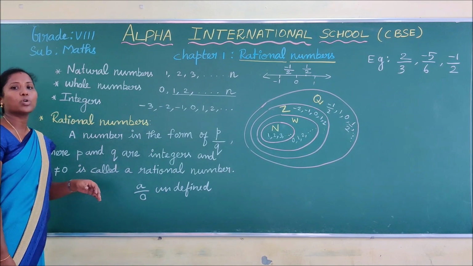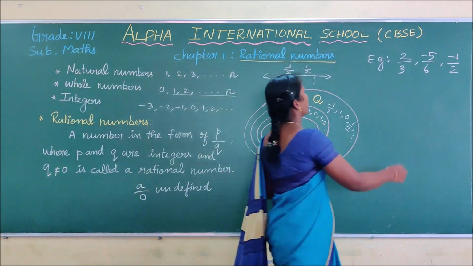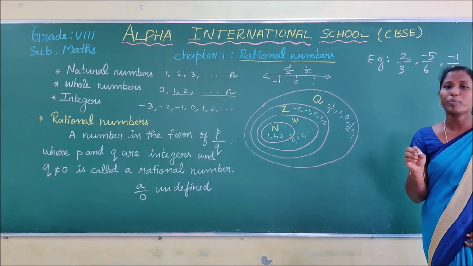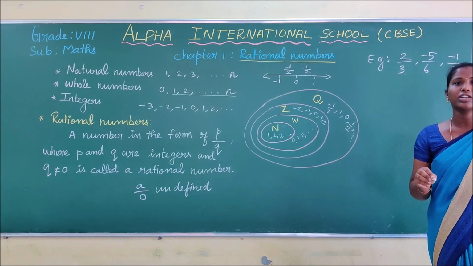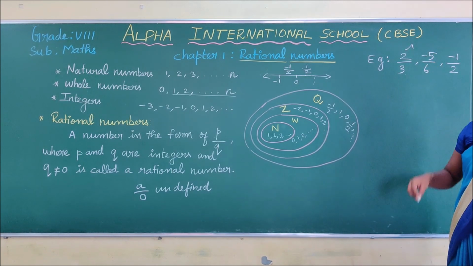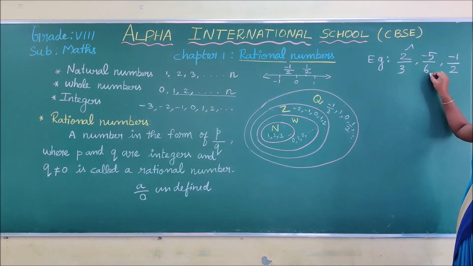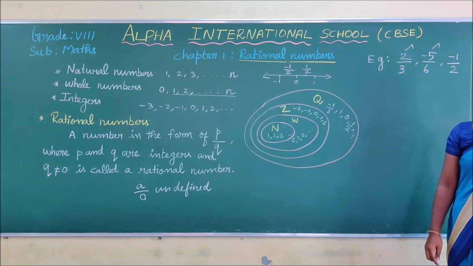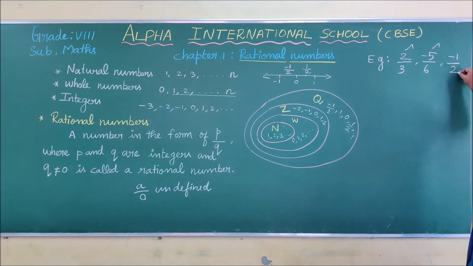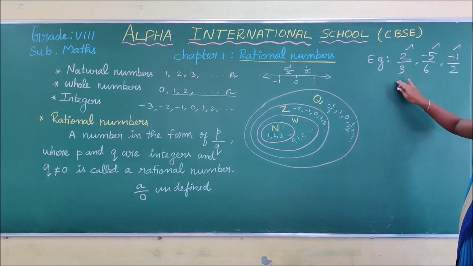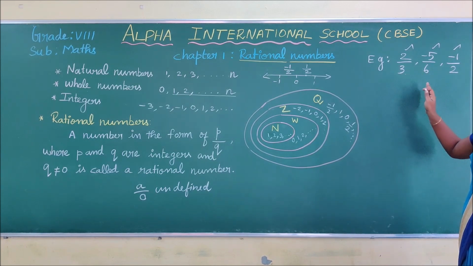Okay. Let us go with some examples. Listen, we have the example 2 by 3. 2 by 3 is in the form of p by q. This is the form of a fraction. So it is a rational number. Here, I am taking minus 5 by 6. Minus 5 by 6 is also a rational number. Likewise, minus 1 by 2 is also a rational number. See, a rational number may be positive or negative.